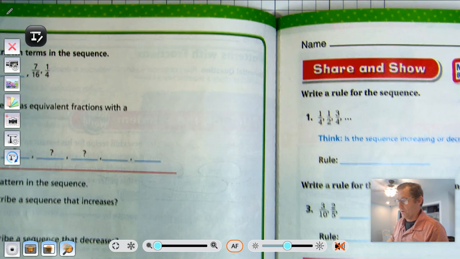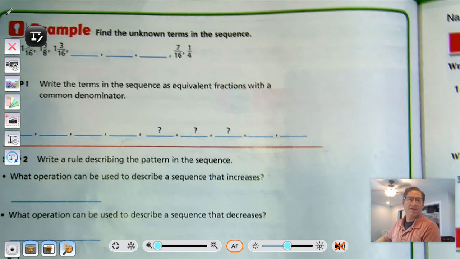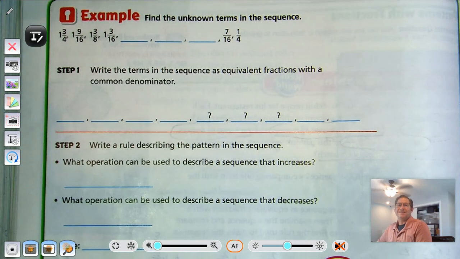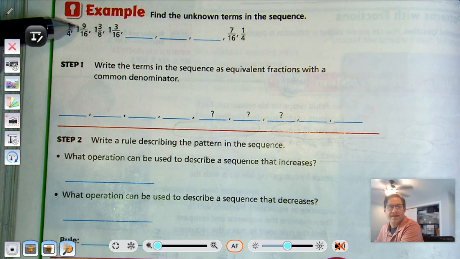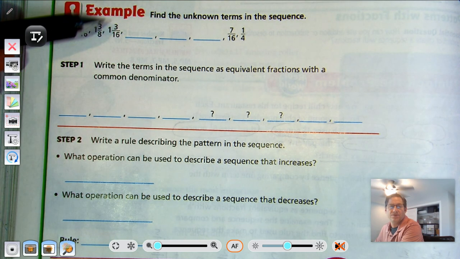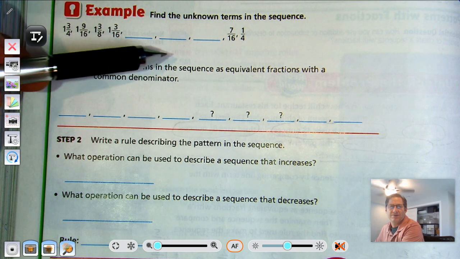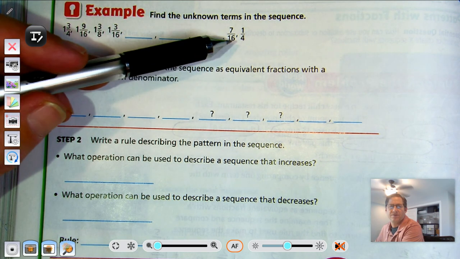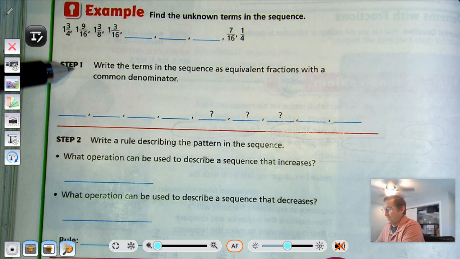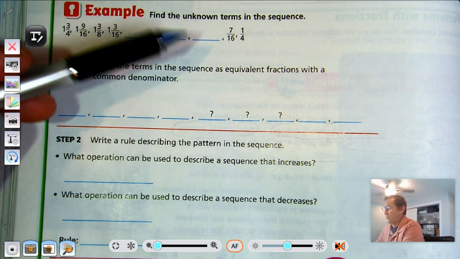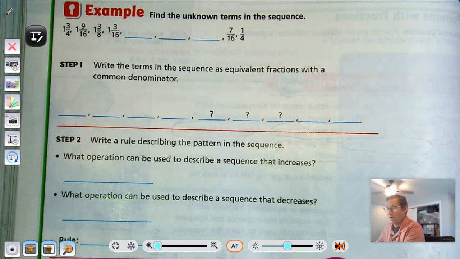All right, let's look at page 288, number 1, the example. So find the unknown terms in the sequence. So I see we go from 1 and 3/4 to 1 and 9/16 to 1 and 3/8 to 1 and 3/16, and then we've got to find the next three terms, and then it goes 7/16 and 1/4. Well, it looks like it's decreasing, right? So step 1, let's write the terms in the sequence as equivalent fractions with a common denominator.